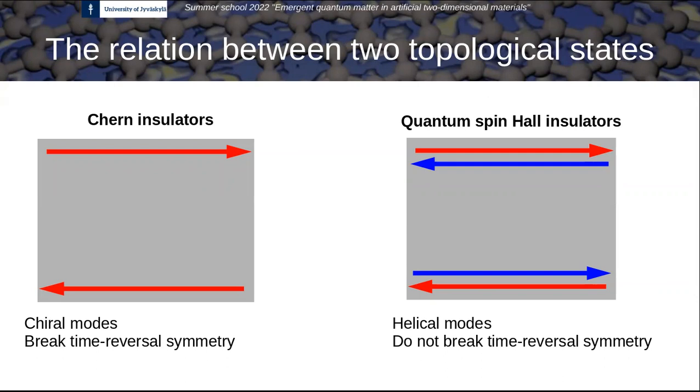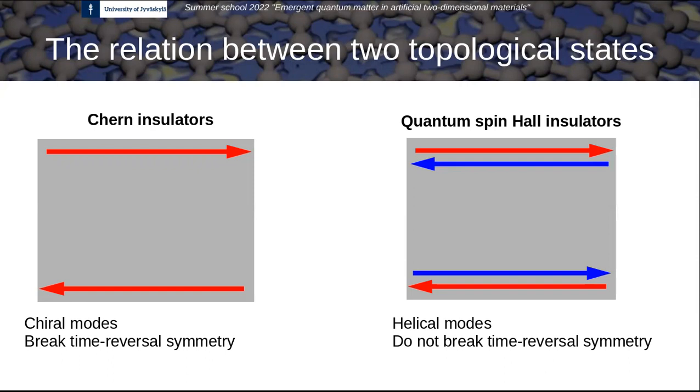For Chern insulators, we need to break time reversal symmetry. We have chiral modes, and the reason why we need to break time reversal symmetry is because if you apply time reversal symmetry to this picture, you get the opposite picture, and therefore, if you have time reversal symmetry, you cannot have states that are chiral. But now, if you look at this picture and you apply time reversal symmetry, then you recover the same picture, because time reversal symmetry changes the direction of propagation of your states, but it also changes the spin. So once you switch the direction of the arrows and the color, you recover the very same picture. And therefore, a state like this respects time reversal symmetry.